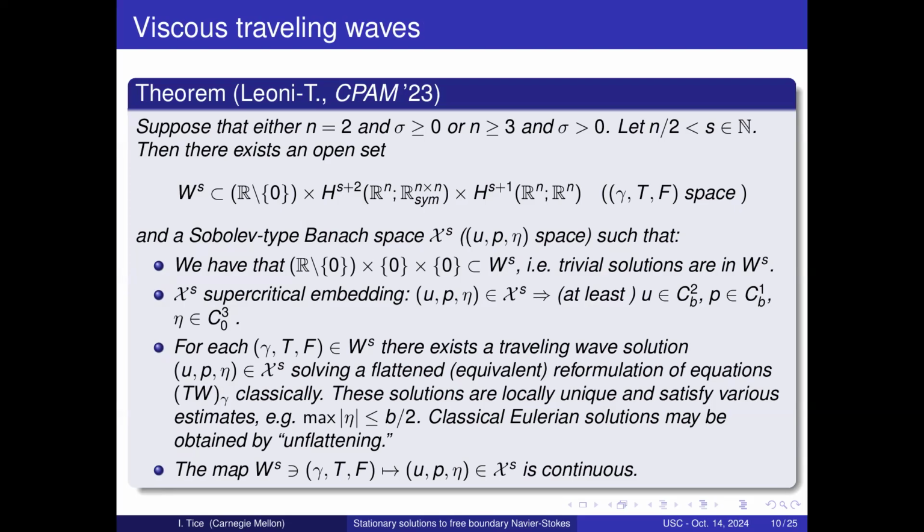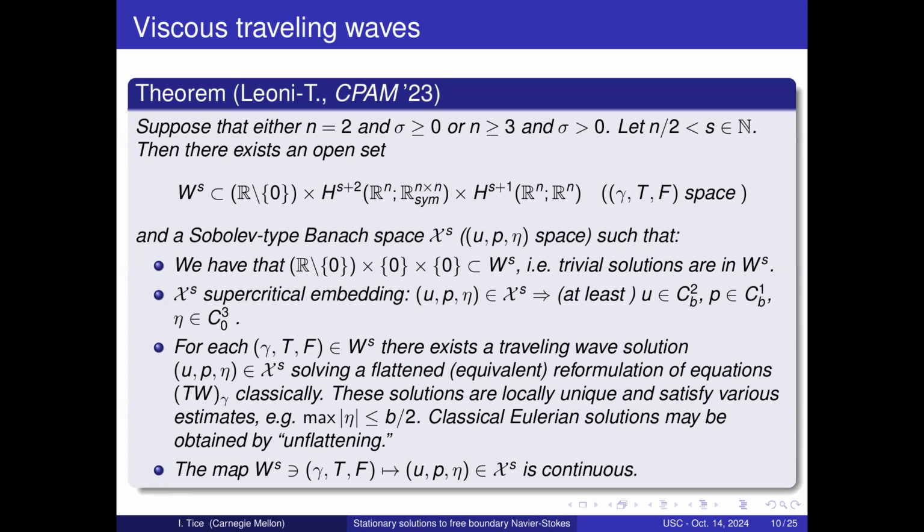But the crux of the matter is item 3 here. Given any traveling wave speed gamma that's not equal to 0 and a T and F in here, there exists a traveling wave solution u, p and eta, which solves a flattened equivalent reformulation of the problem classically. And these solutions are locally unique, satisfy various nice estimates, and you can go back into the Eulerian coordinate system by unflattening, and you will have a classical solution there. So everything here is a nice classical solution. And moreover, we can prove that the map that takes the data tuple gamma, T, F and maps it to the solution is continuous. So it's really a well-posedness theory. We're showing that the solution depends continuously on the speed and the forcing and stress terms.